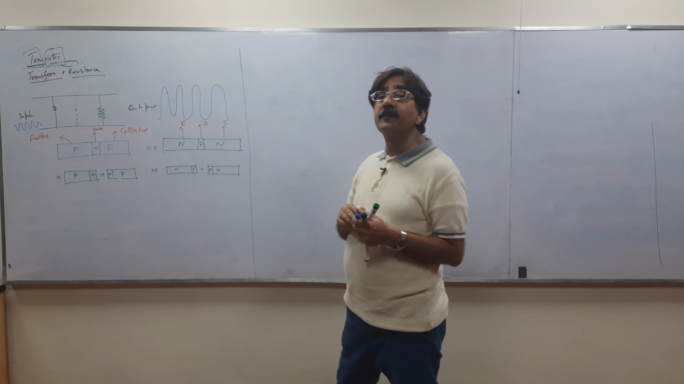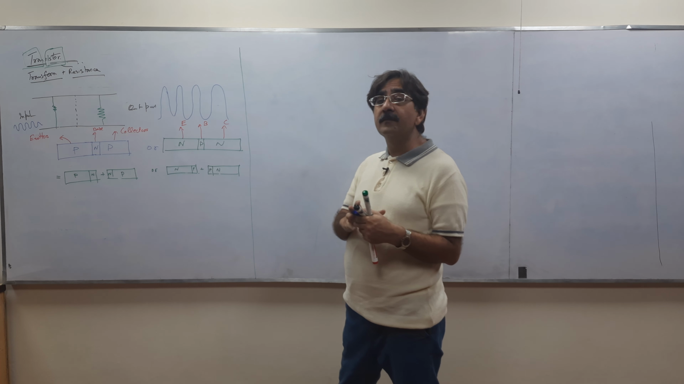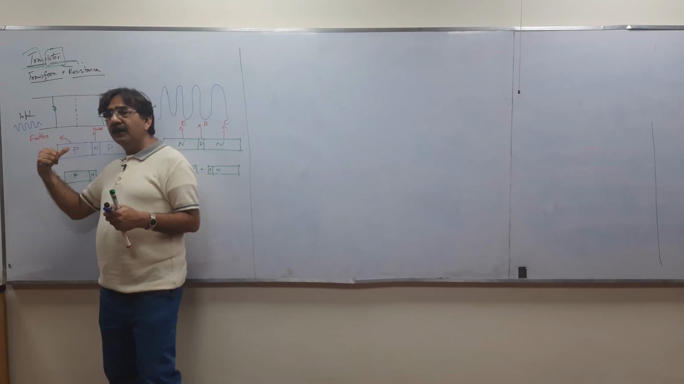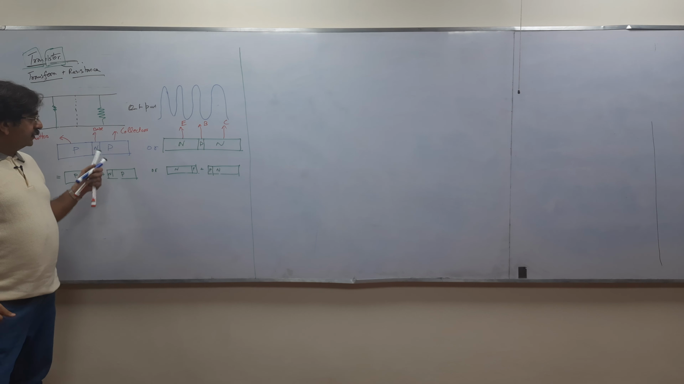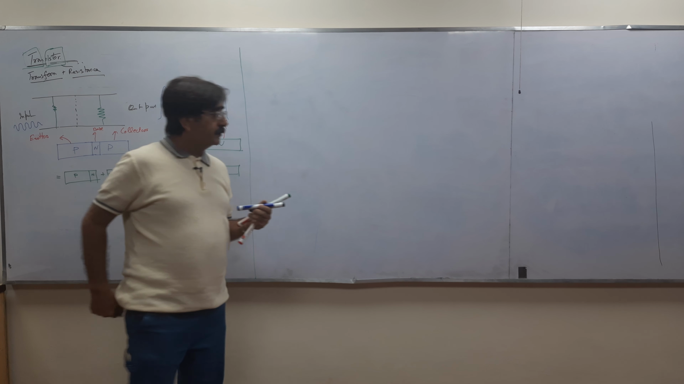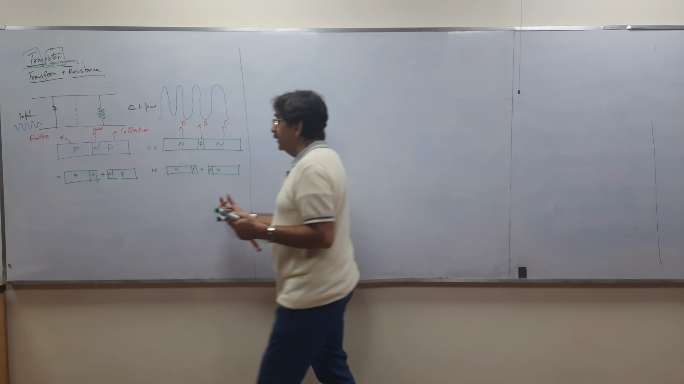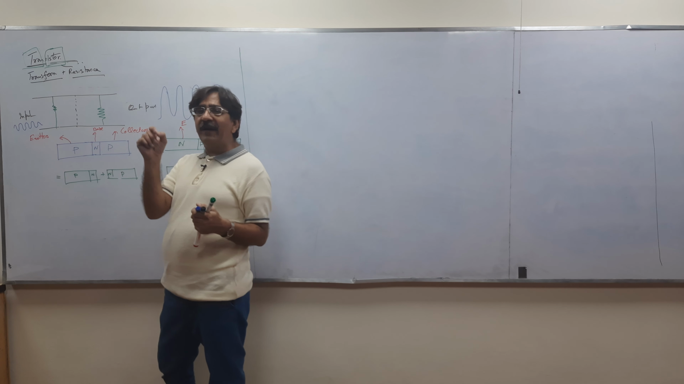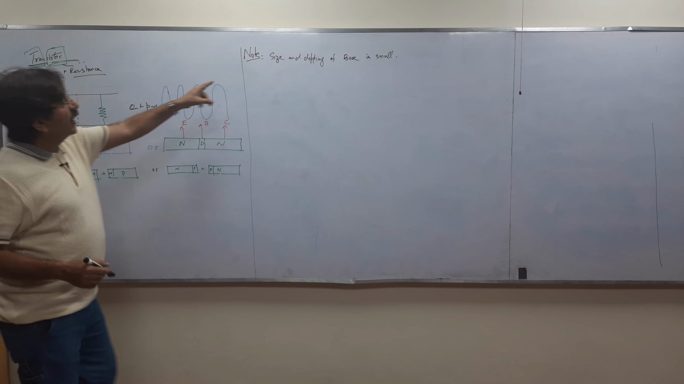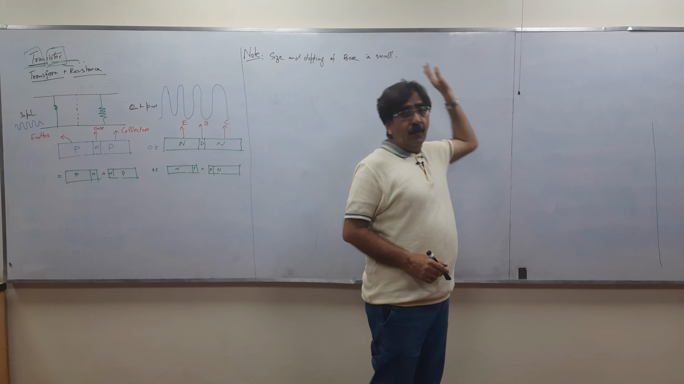Any questions? Yes, P is a P-type semiconductor, N is an N-type semiconductor. N means it contains electrons as the majority carrier, and P means holes as the majority carrier, a positive charge. The size of the N will be very small compared to the P. Size and doping of the base is very small.